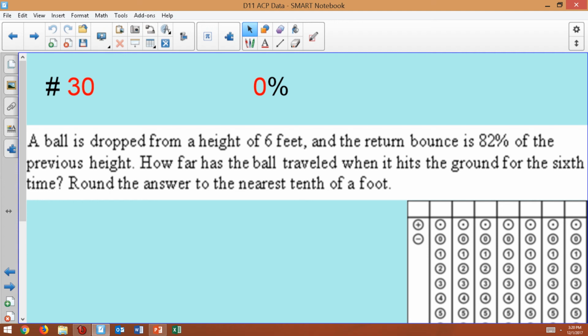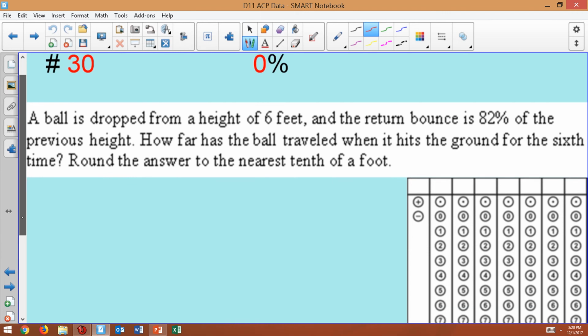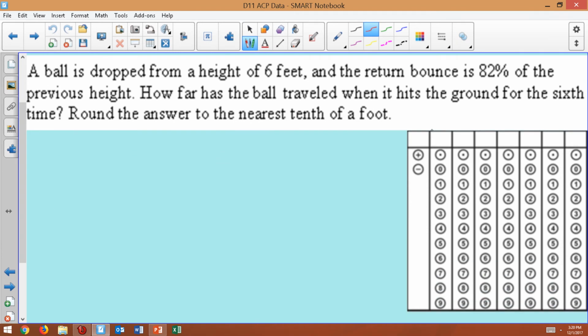All right, number 30 from the fall ACP review. A ball is dropped from a height of 6 feet and the return bounce is 82% of the previous height. How far has the ball traveled when it hits the ground for the sixth time? Round the answer to the nearest tenth of a foot. And so here, this problem is a little tricky for one reason.